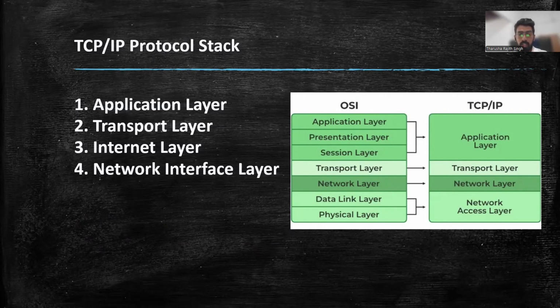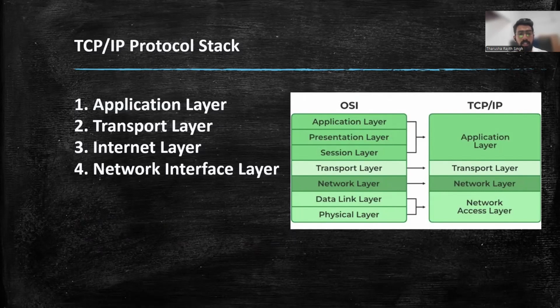The transport layer corresponds to the OSI transport layer and ensures reliable data delivery. It uses protocols like TCP and UDP. TCP provides connection-oriented communication with error checking, while UDP offers faster connectionless communication.